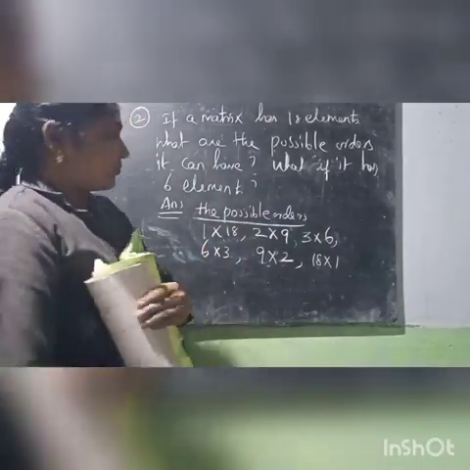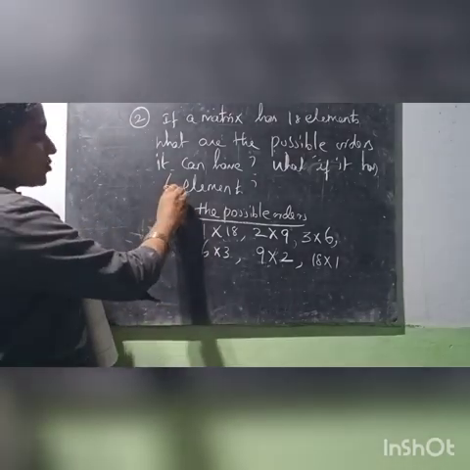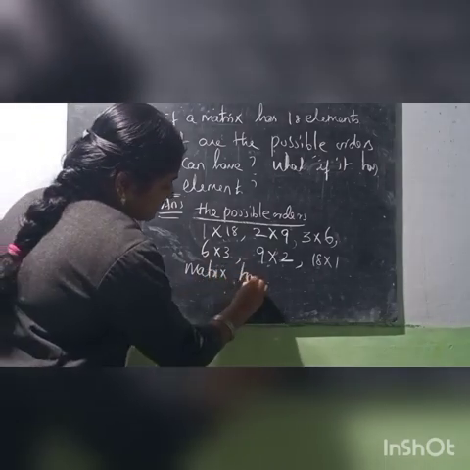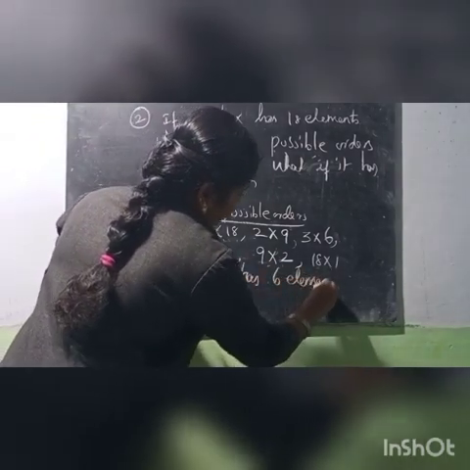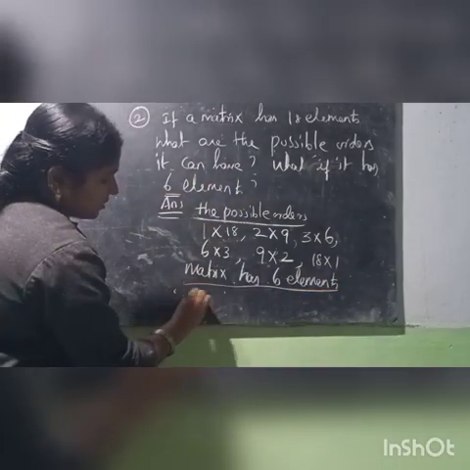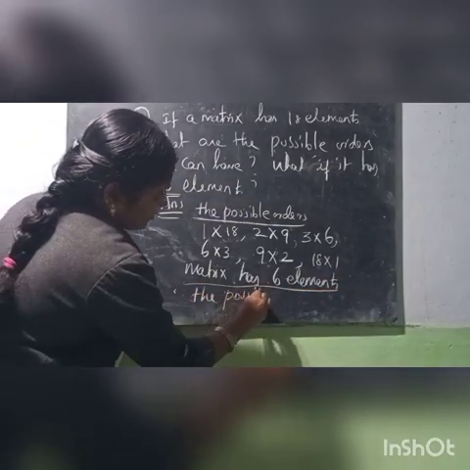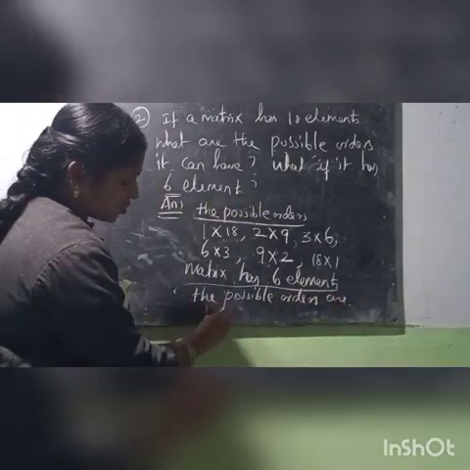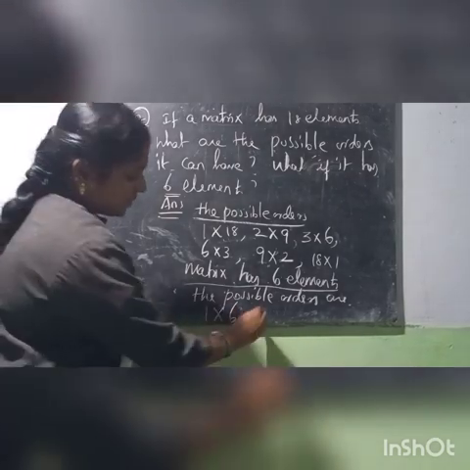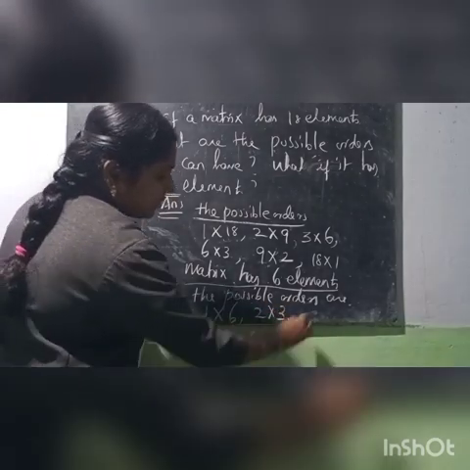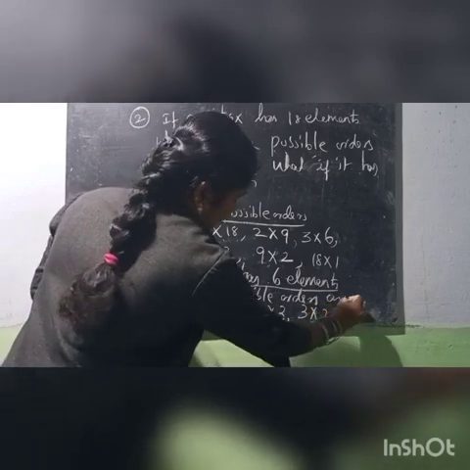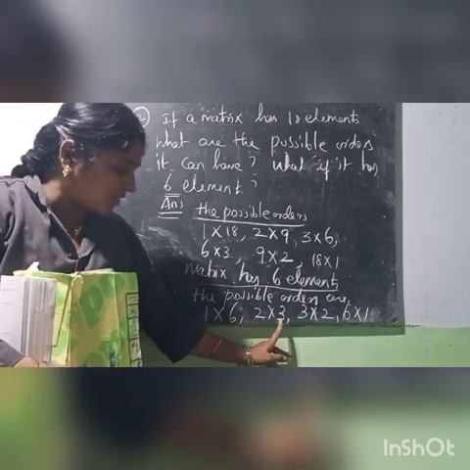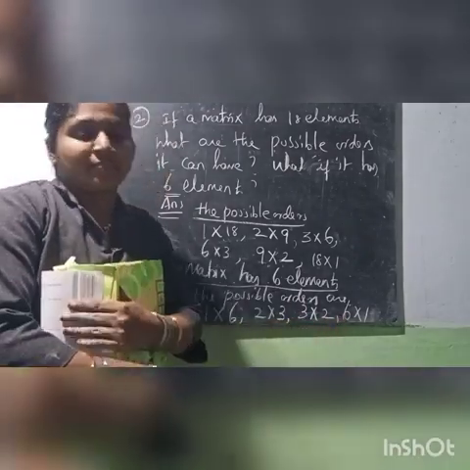18 cross 1. Then next, suppose it has 6 elements. So the matrix has 6 elements. Therefore, the possible orders are: 1 row 6 column, 2 row 3 column, 3 row 2 column and 6 row 1 column.